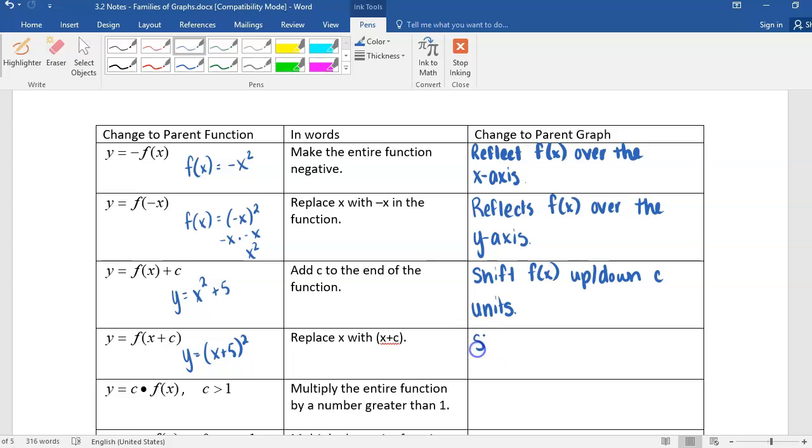So what this is going to do is shift f of x right c units, and I'm going to put in parentheses here, in the opposite direction.